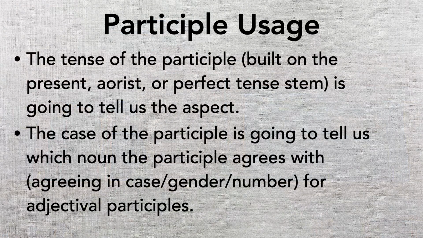Couple other notes to put in your notebook as we're going along, okay? There's a lot of kind of pre-info here, and I promise we'll try to make this all make sense here in just a little bit. But the tense of the participle is going to be built on either the present, aorist, or perfect stem, and is going to tell us the aspect, okay? So kind of like we saw with verbs. With verbs, we had tense and we had aspect, but we always reminded you that aspect was more important, right? With that one exception about the future verbs, okay?